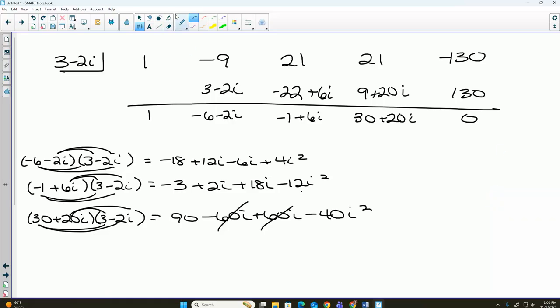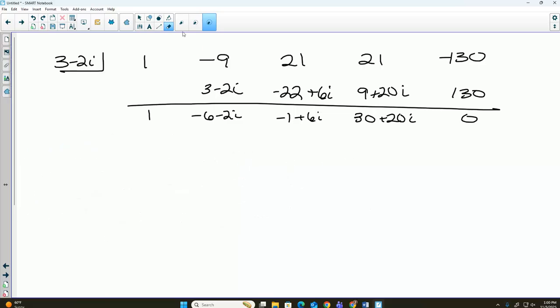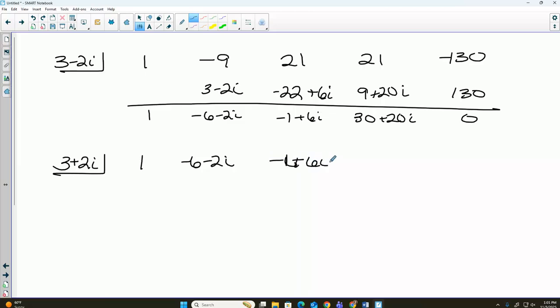Everything from here on out should get easier. Because if 3 minus 2i was a 0, what else has to be? You only change the sign on the i term, so it's 3 plus 2i. And we take this answer we just got. But this time, all the i's should disappear.